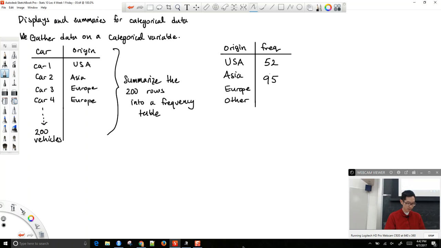So we'll say 50, 51, and 2. All right, so this is what we have: 52, 95, 51, and 2 for a total of 200 vehicles. This is our frequency table, and then we would create a bar chart.